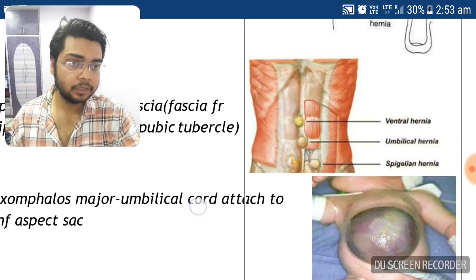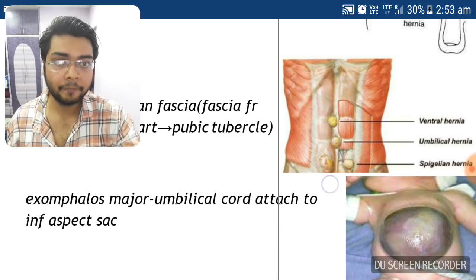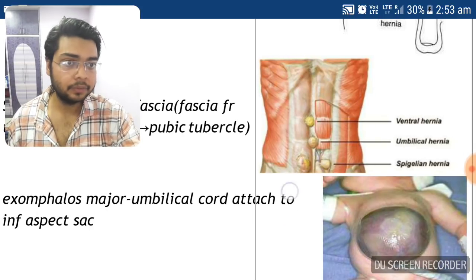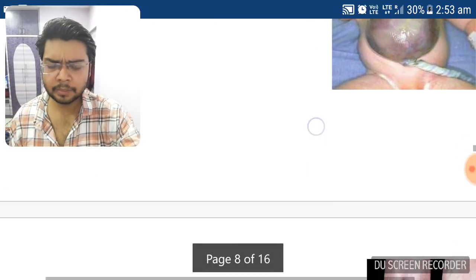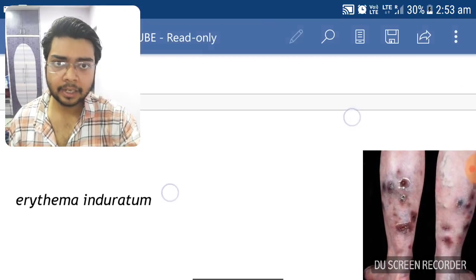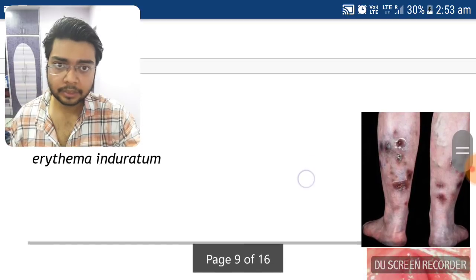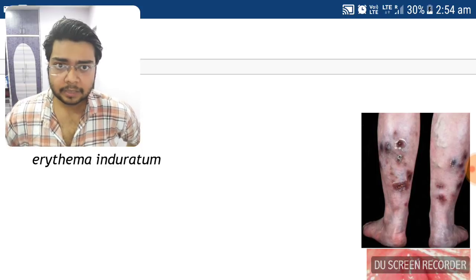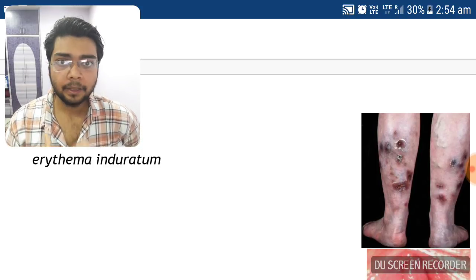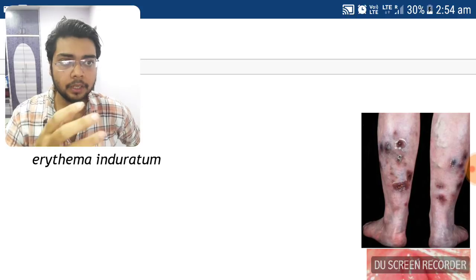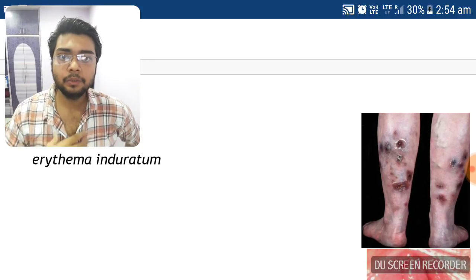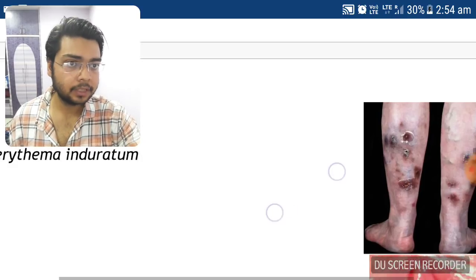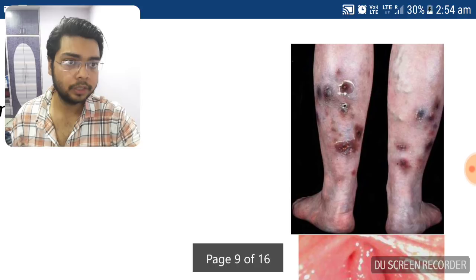Now this is just a figure to explain exomphalos major, where the umbilical cord is attached to the inferior aspect of the sac. Now moving to another important thing, ulcers. Regarding general surgery, they may ask you these types of things, like you have read about erythema induratum. So what is it? It is basically a reaction to Mycobacterium tuberculosis. On the calf region you experience these types of lesions. If you see this type of figure, it will be erythema induratum.